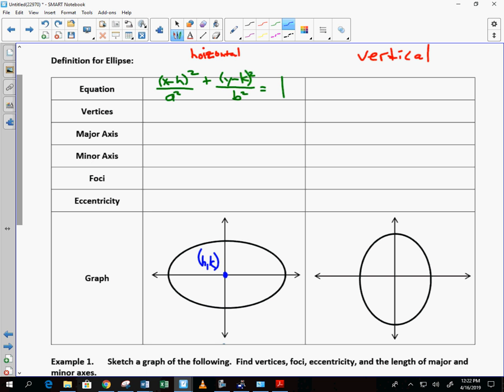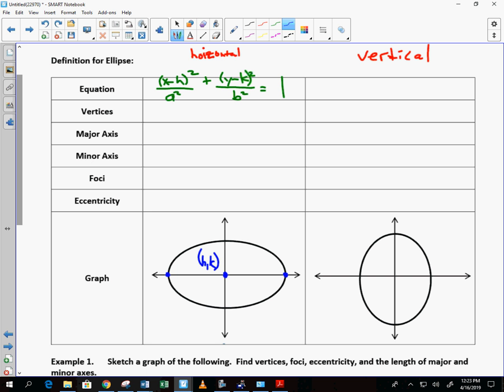The center of the ellipse is (h, k). Is everybody good with that? The vertices are the points that are stretched furthest from the center.